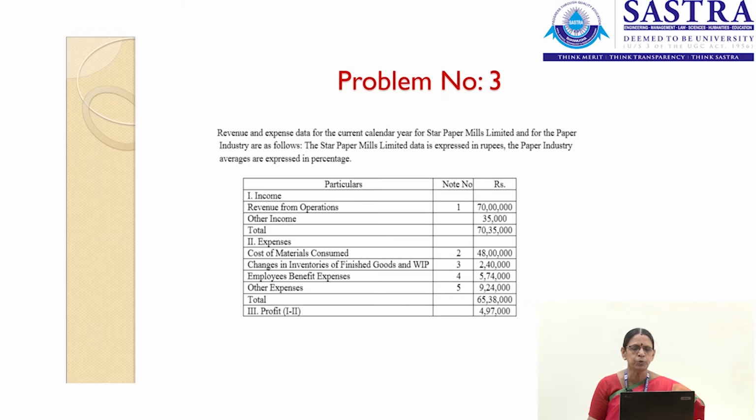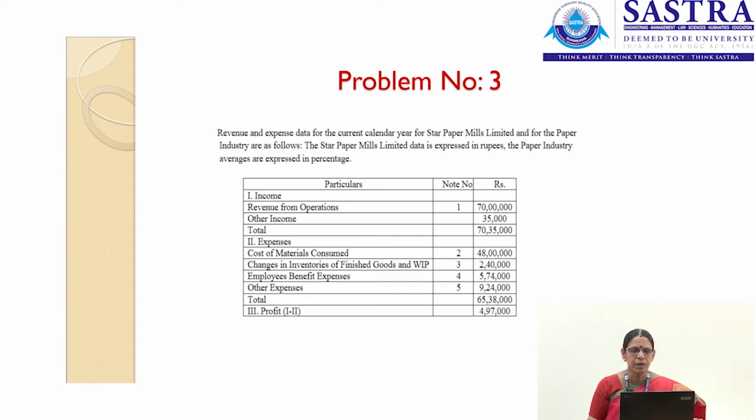Let us see the next problem. Revenue and expenses data for the current calendar year for Star Paper Mills Limited and for the paper industry is as follows. The Star Paper Mills Limited data is expressed in rupees and the paper industry averages are expressed in percentages. So now we are going to study the information regarding a paper mill and we are going to have an industry average also. Now we are going to compare the industry average with the firm's average.